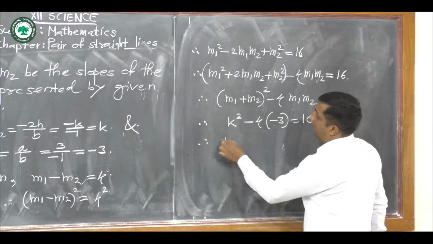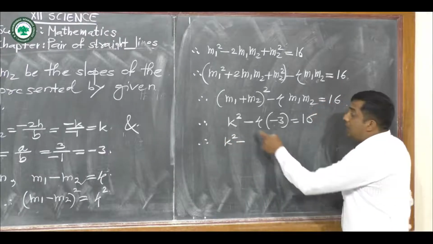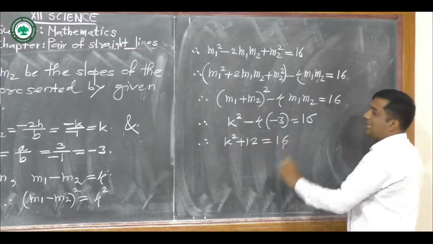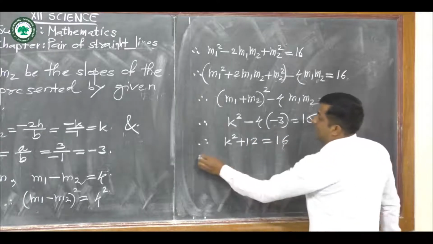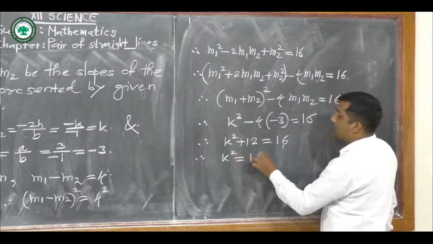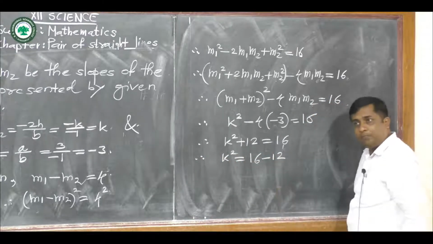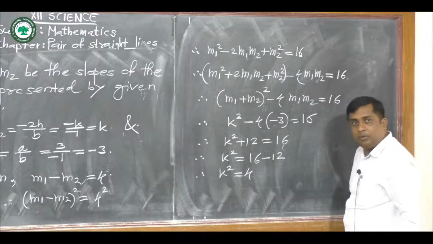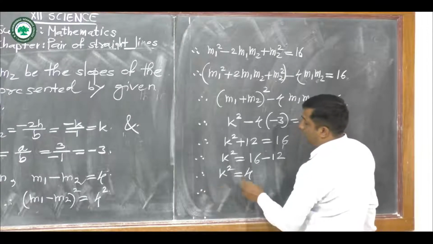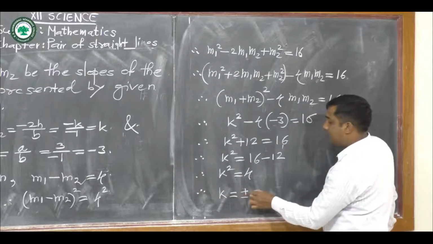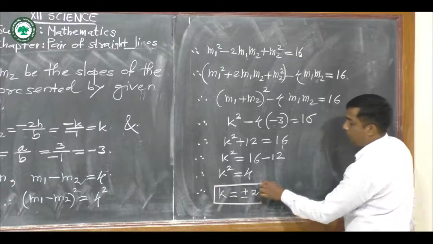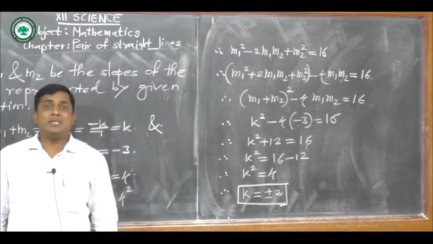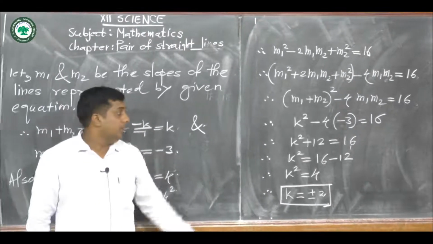Then in the next step, k square plus 12 is equal to 16, since minus 4 into minus 3 is plus 12. Next, k square is equal to 16 minus 12, so k square is equal to 4. Now consider the square root on both sides. We get the value of k as plus or minus 2. So by using the given condition we find the value of k.